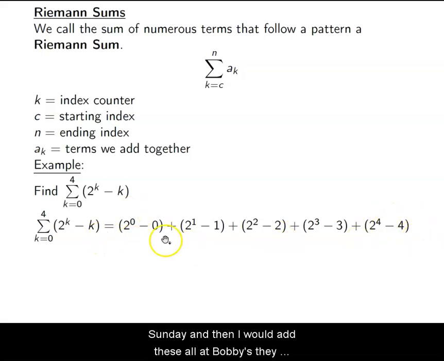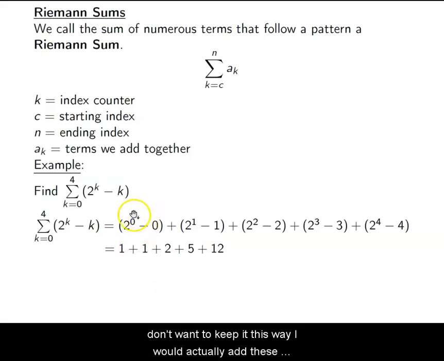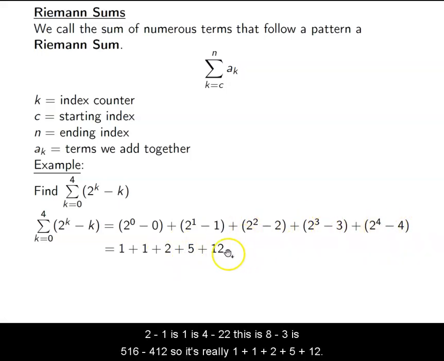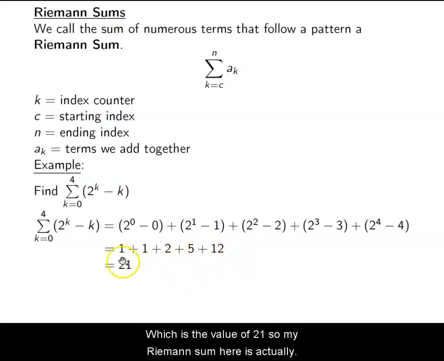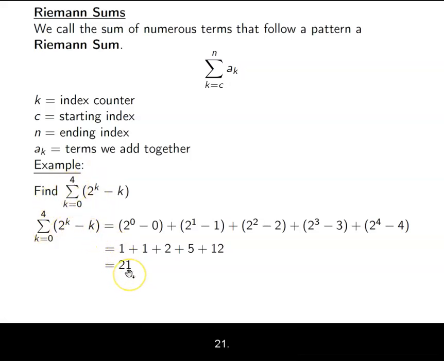And then I would add these all up. Obviously, I don't want to keep it this way. I would actually add these values up, which I do for this example. So this is 1, this is 2 minus 1 is 1, this is 4 minus 2 is 2, this is 8 minus 3 is 5, 16 minus 4 is 12. So it's really 1 plus 1 plus 2 plus 5 plus 12, which is a value of 21. So my Riemann sum here is actually 21.